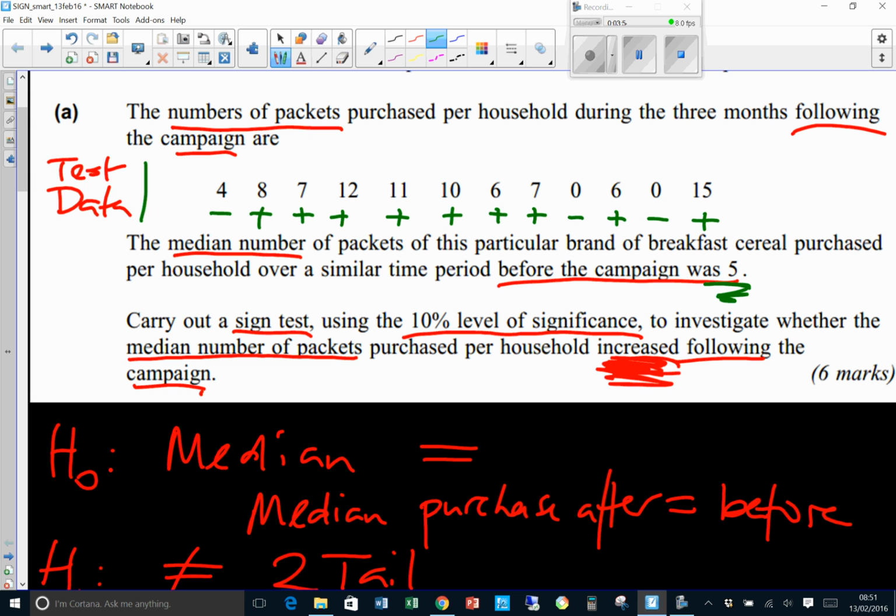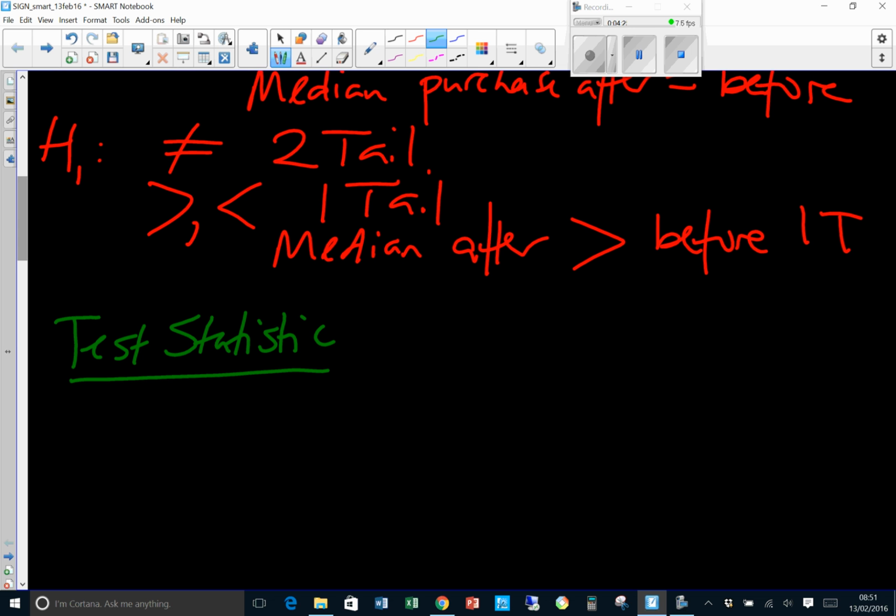So we now know the signs and we've got to sum them up. How many households had a positive increase in the number that they were buying? Let's go through and count. 1, 2, 3, 4, 5, 6, 7, 8, 9. So we've got 9 positives. Now let's have a look at the negatives. It's a bit quicker. 1, 2, 3. So the negatives are 3. So let's take that information down and use that. The positives we had were 9 and the negatives were 3.